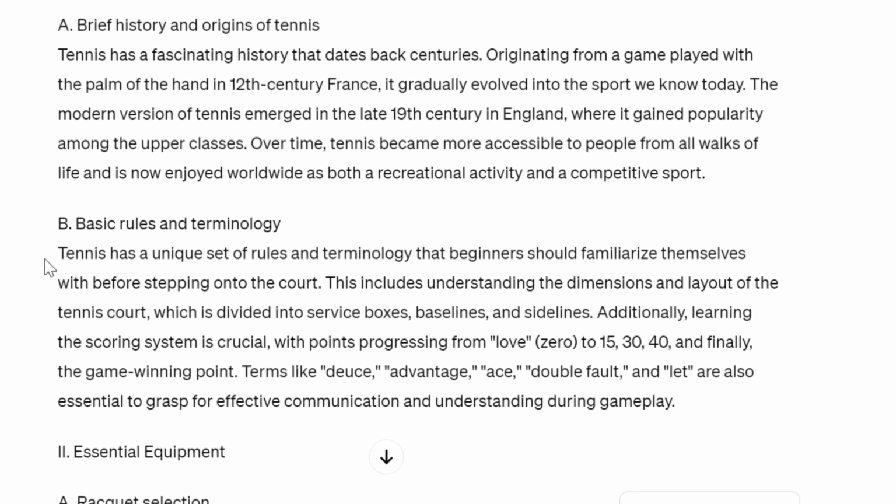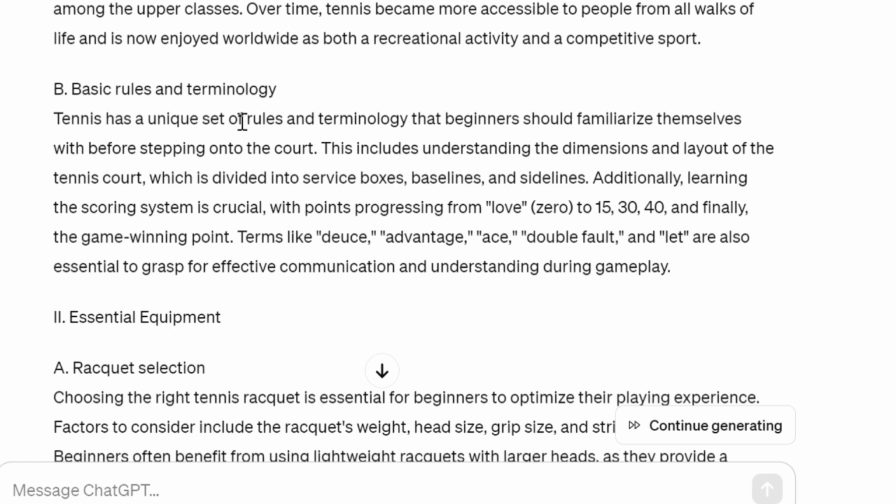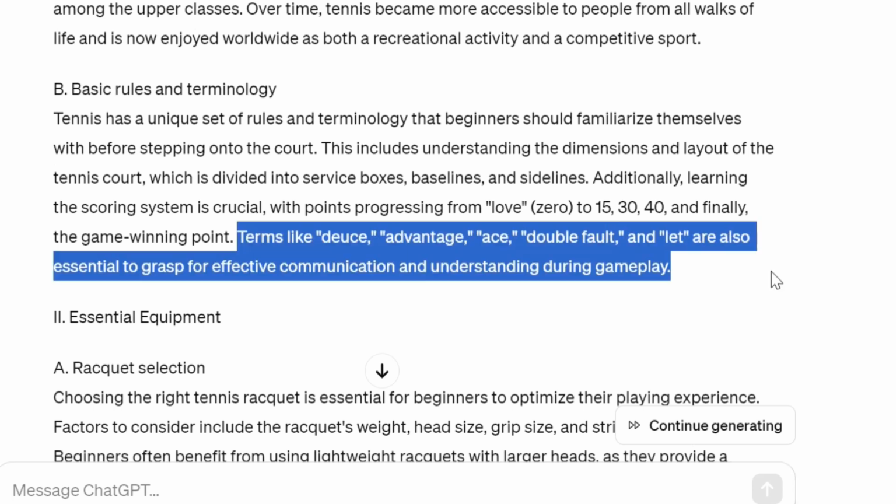And it's given us basic rules and terminology, so let's just go through that. Tennis has a unique set of rules and terminology that beginners should familiarize themselves with before stepping onto the court. This includes understanding the dimensions and layout of the tennis court, which is divided into service boxes, baselines, and sidelines. Additionally, learning the scoring system is crucial, with points progressing from love, which is 0, to 15, 30, 40, and finally the game winning point. Terms like deuce, advantage, ace, double fault, and let are also essential to grasp for effective communication and understanding during gameplay. So I've noticed that it's given us a bunch of terms here.